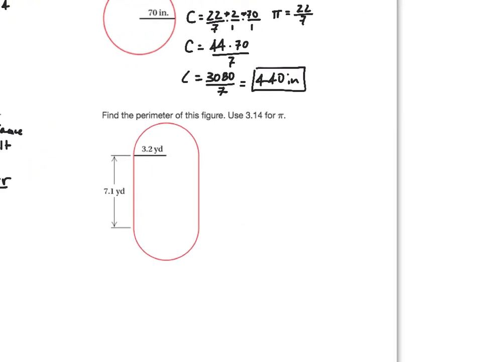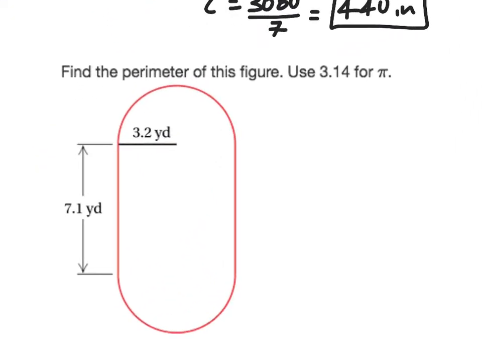So, all right, on this one, it says find the perimeter of this figure, use 3.14 for pi. All right, so on this one, let's think about all the different parts that we have. It kind of looks like a pill-shaped object, and we're finding the distance around it. What I have here is a half circle here, and a half circle here, okay, with a radius of 3.2 yards, okay?